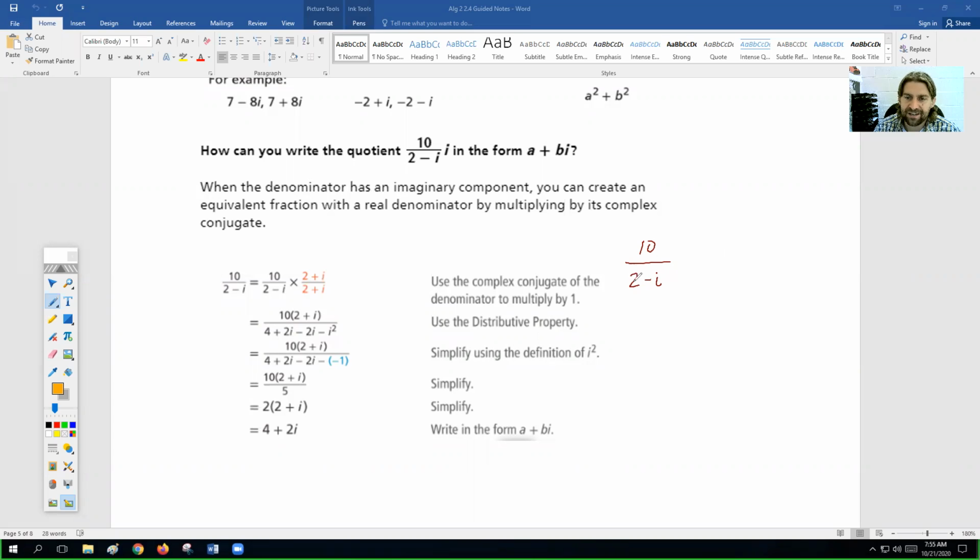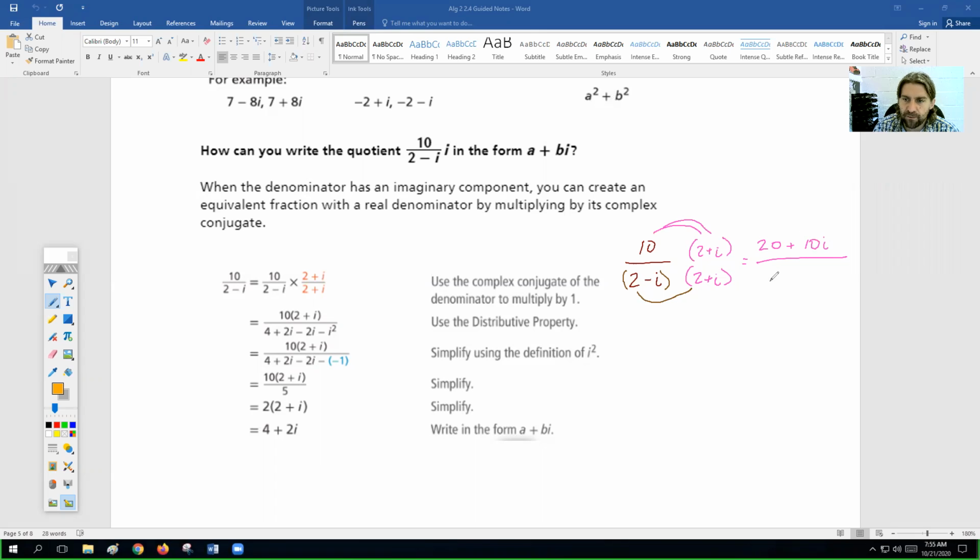In order to get this i off the bottom, I'm going to use the conjugate trick. I'm going to multiply the top and bottom both by 2 plus i, the opposite of what is inside here. On the top, I can distribute the 10. 10 times 2 is 20, and 10 times i is 10i, and that's it. This is real, that's imaginary. We're done with that. On the bottom, I'm going to have to FOIL out, or double distribute, the 2 and the negative i.